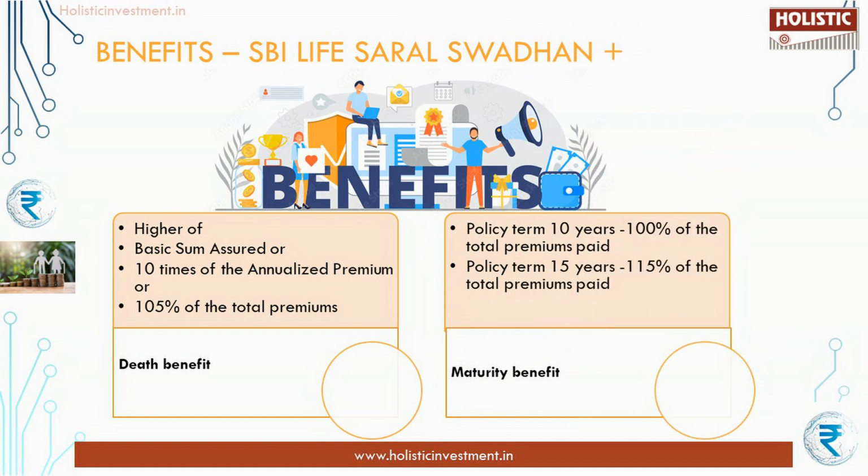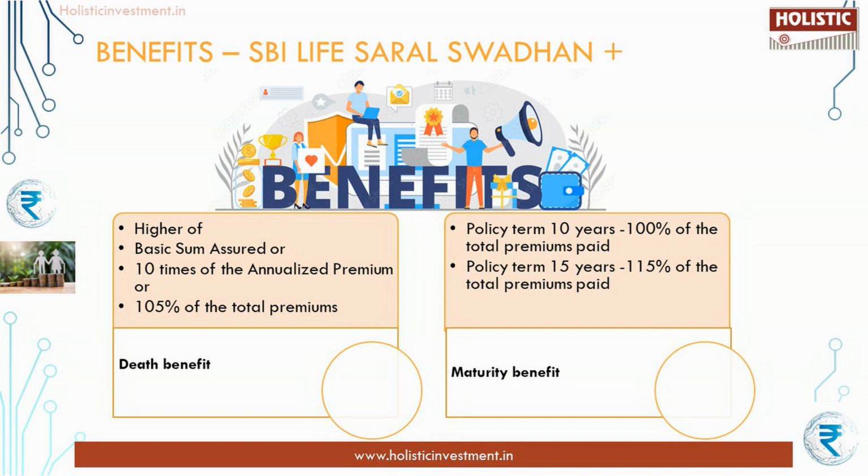Now, we shall look at the benefits we get under the policy. Death benefit. In the unfortunate event of death of the life assured during the policy term, the sum assured on death will be payable to the beneficiary, where the sum assured on death will be the higher of the basic sum assured, or 10 times the annualized premium, or 105% of total premiums received up to the date of death.